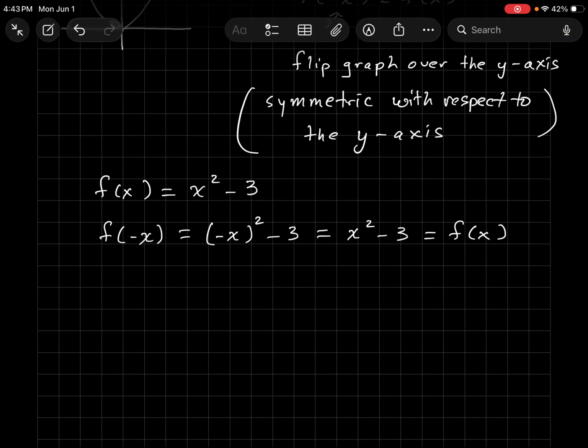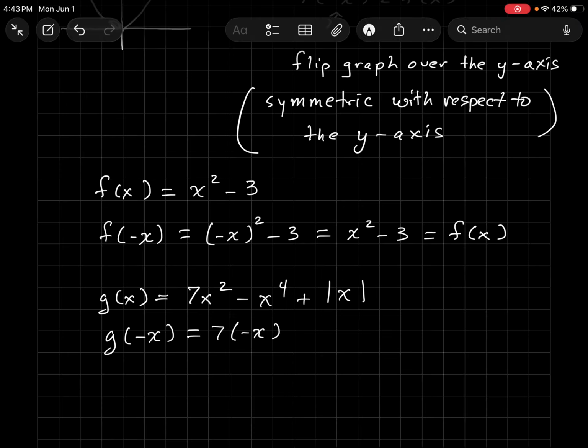How about another algebraic example? Let's look at g of x equals 7x squared minus x to the fourth plus the absolute value of x. To show that g has even symmetry, we need to start by finding g of negative x, which says for every x, we'll replace it inside parentheses with negative x. And then absolute values are just a fancy type of parentheses, so I'll just leave it as such.